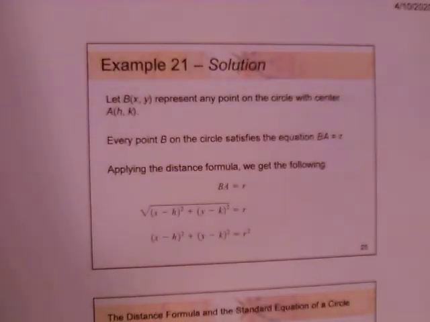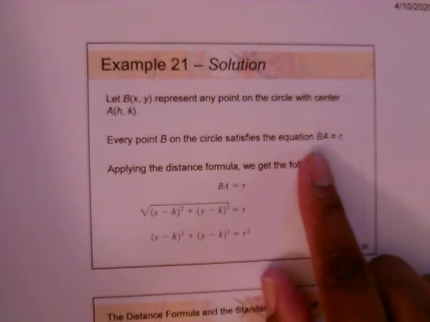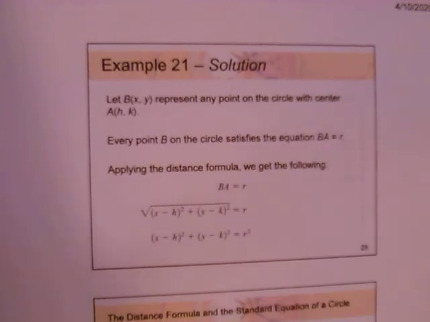Okay. So in this case here, this is where they use the distance formula to come up with that. So here, B is going to be X, comma, Y. That represents any point on the circle with center A, which is H, comma, K. So that means that every point B on the circle satisfies the equation BA equals R. That's the distance from B to A, equaling the radius, which is R. And then if we apply that distance formula, you'll get the following.